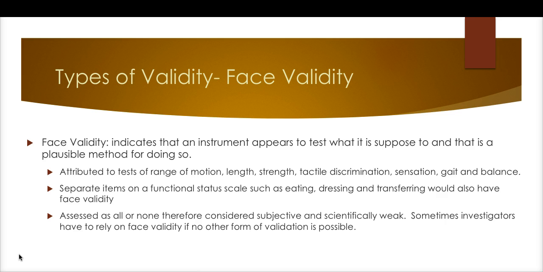I've added some additional notes here. So examples where you would see face validity could be attributed to tests such as range of motion, length, strength, tactile discrimination, sensation, gait, and balance. And then it can be used to look at separate items of a functional status scale, like eating, dressing, transferring.